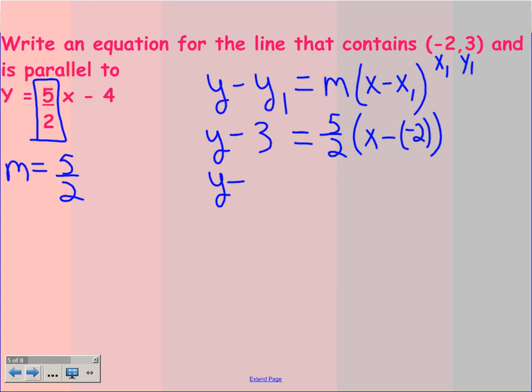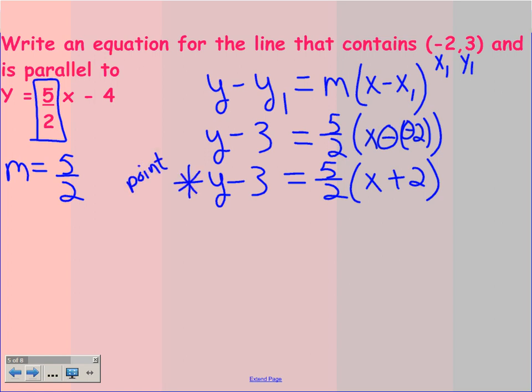Now this isn't quite in point-slope form, so I'm going to go ahead and just clean it up. It's a negative, which is going to make that a positive. And this is in point-slope form. But we don't want to leave it in point-slope form. We want to go ahead and change it into slope-intercept form. As I've stated earlier, everybody's equation is always going to be the same in slope-intercept, so we want to get in the habit of writing in point-slope, but then distributing out so that you can have it in slope-intercept.